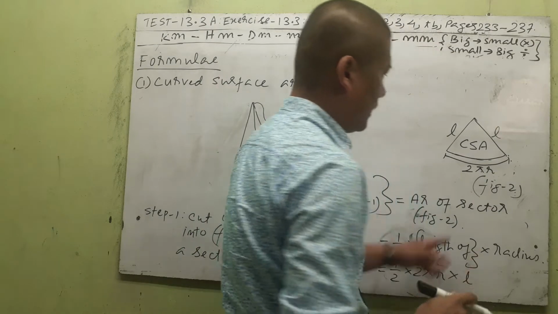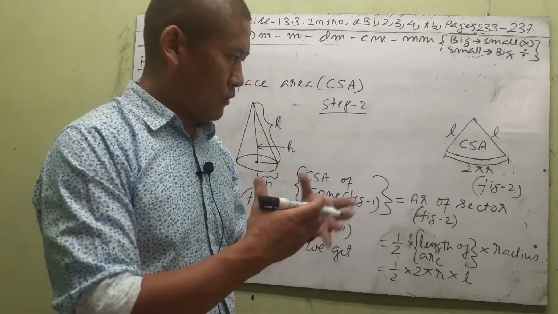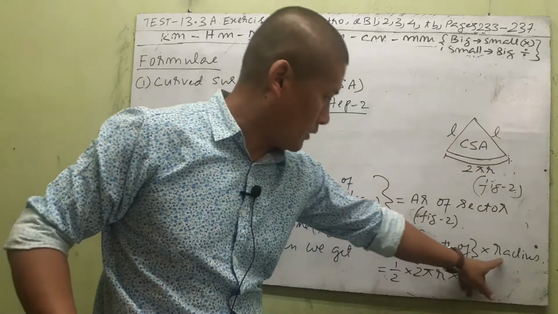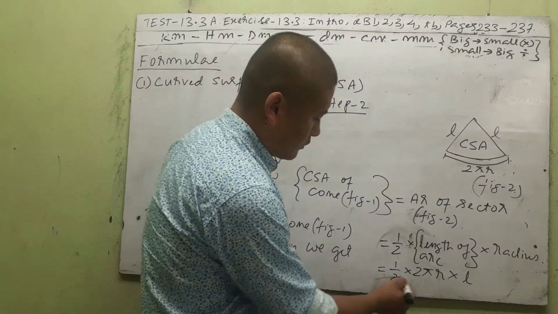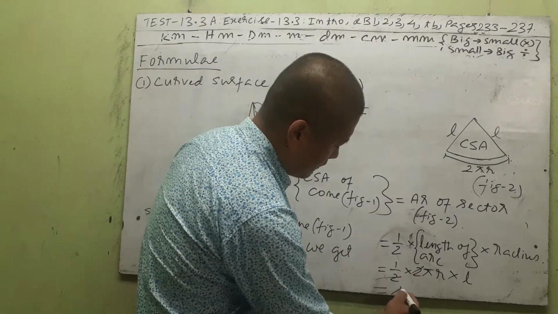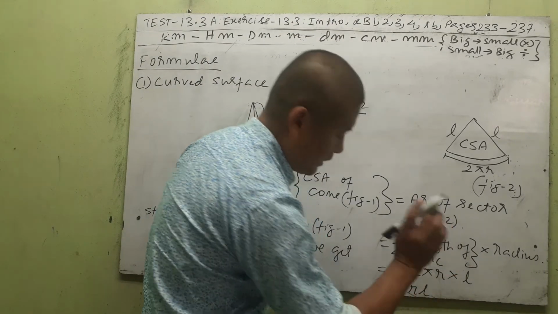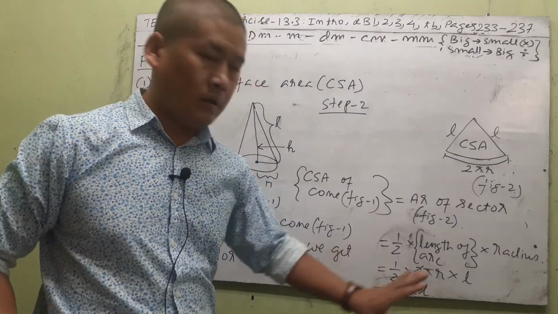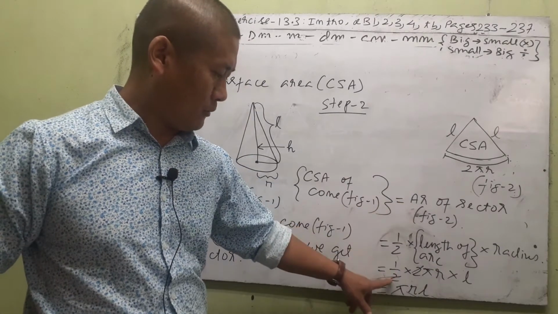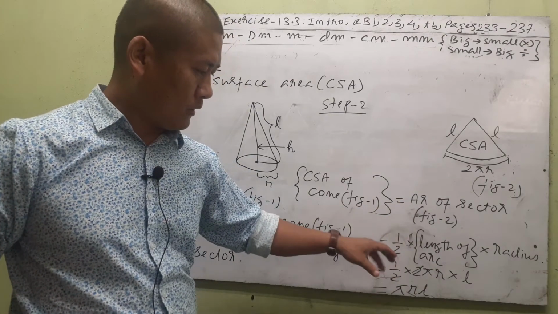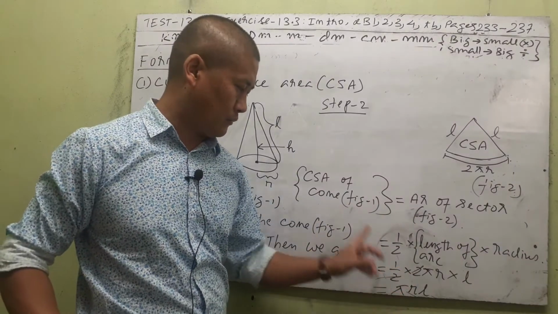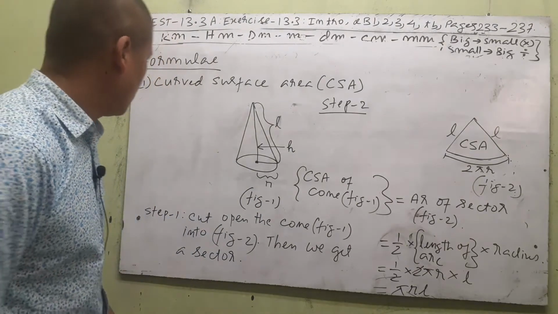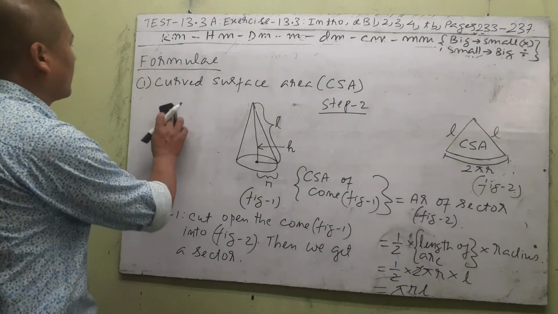L is the slant height of the cone, but when you cut it open, L has become the radius of the sector. So the radius of the sector is L. If we cancel this 2 and 2, we're going to get pi RL. So the formula for the curved surface area of any cone is pi RL. Just these 3 steps are to make us understand how the formula comes about, and the last step is what we have to memorize: curved surface area of a cone, pi RL. So this one is number 1.